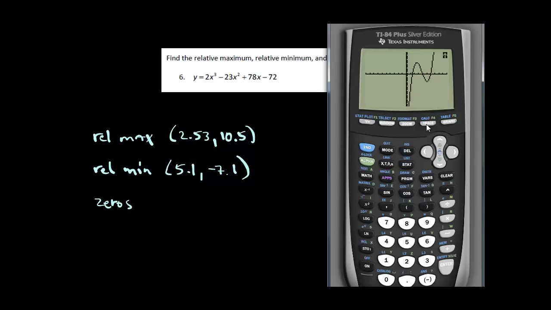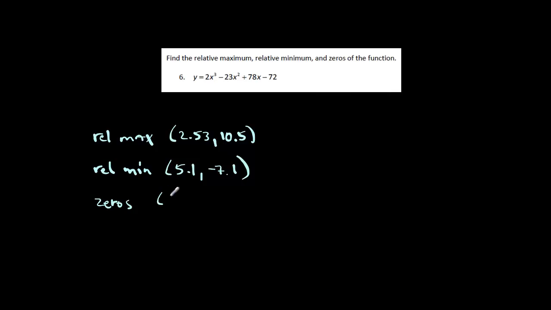So we'll do second trace 2. We'll go left bound, that would be just before it, and then right bound would be just after it, and then guess. So that 0 is 1.5. So 1.5, 4, and 6 are your 3 zeros. I may have said 3 earlier, I don't know, but 1.5, 4, and 6 are your 3 zeros.